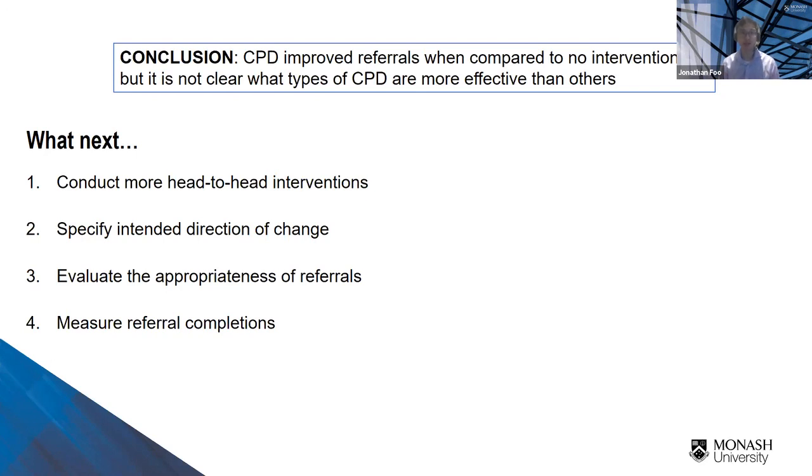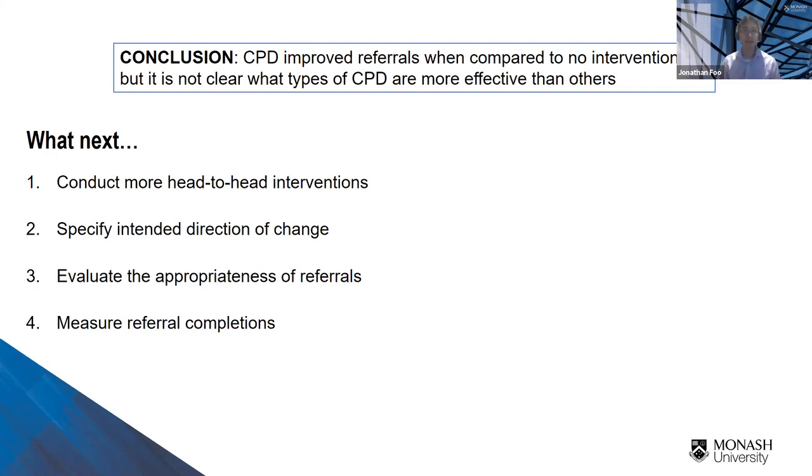Secondly, when looking at referrals, we need to specify the intended direction of change. Sometimes the goal is to increase referrals, and other times our goal is to reduce them. However, in the studies that we included, this was not always explicitly stated, and therefore made it really hard for us to understand what the study was trying to achieve. I think this will also lead towards understanding how to make CPD more effective, as understanding the direction of change will have implications on the underlying mechanism and theory. And I might also suggest that the theory of starting a behavior might be different to the theory of stopping a behavior.